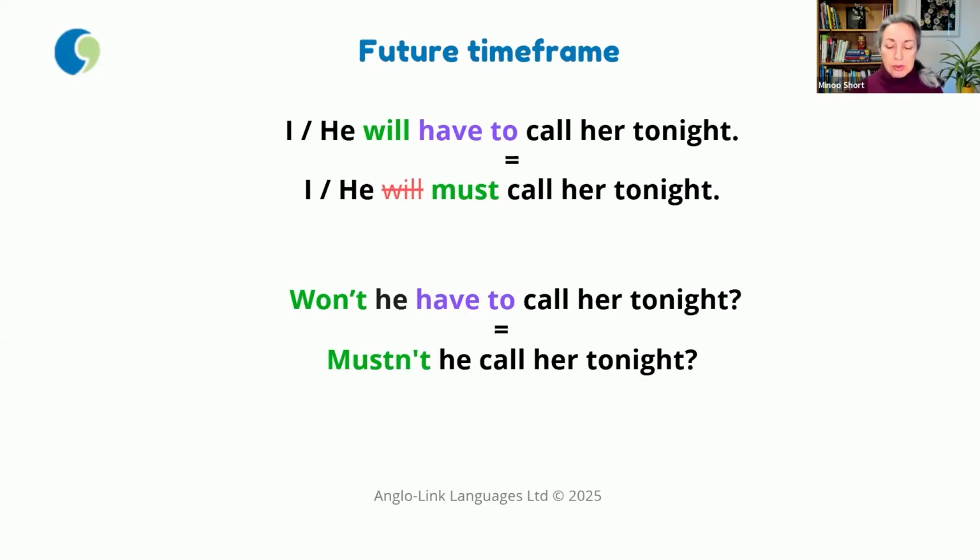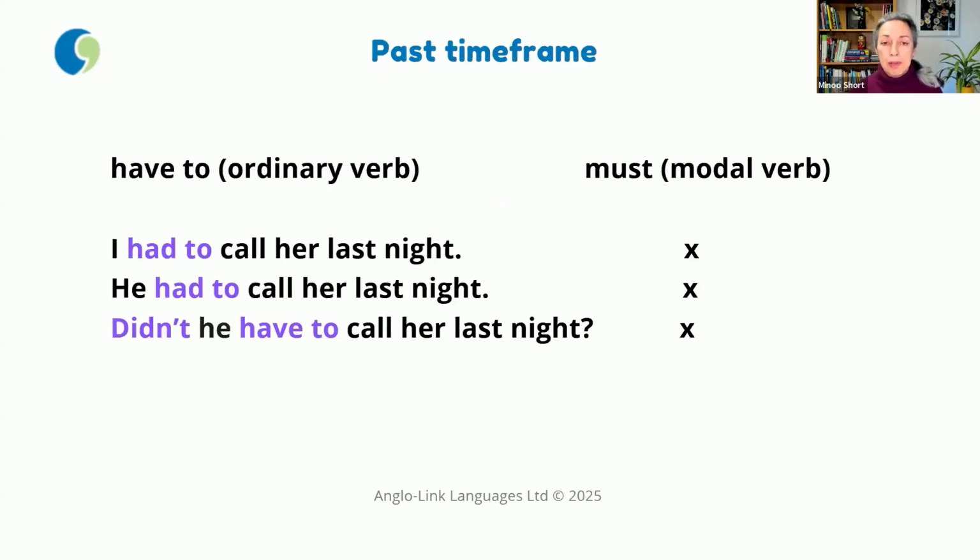And that brings us to the past time frame, and as you can see, must has no past form at all. We cannot use must in any form for its idea in the past. We can only use have to, and as an ordinary verb, obviously it has a past tense. I had to call her last night, and if we want to make it into negative or question, then we need the help verb did. Didn't he have to call her last night? So that's all in terms of formulation.